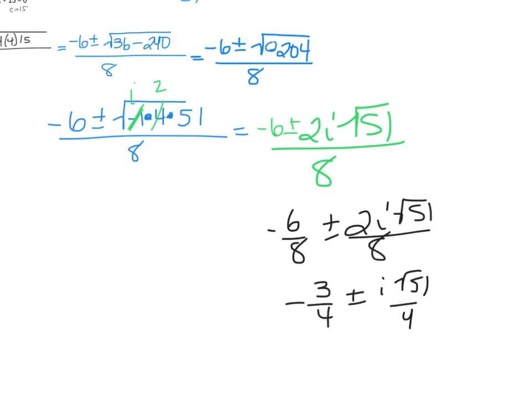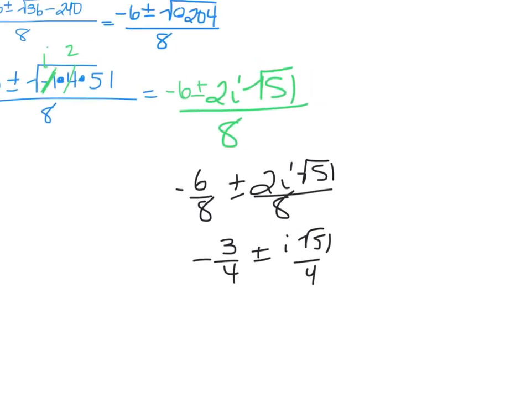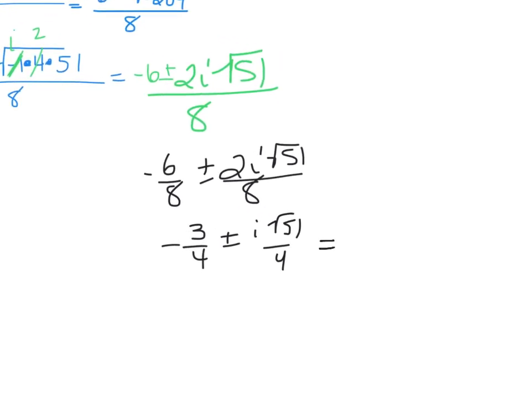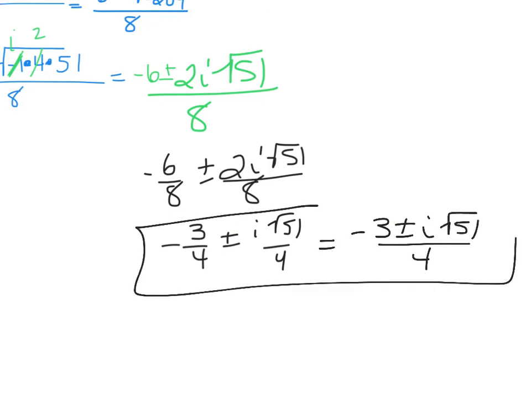Can I rewrite that over one denominator? Yes or no? Yeah, I could say negative 3 plus or minus i root 51 over 4. These two things are the same thing. I will not deduct points if you separate versus keep it all together. Sometimes it's easier to separate though, so you can see what you can simplify and stuff like that. Now again, I know I went through that quickly.